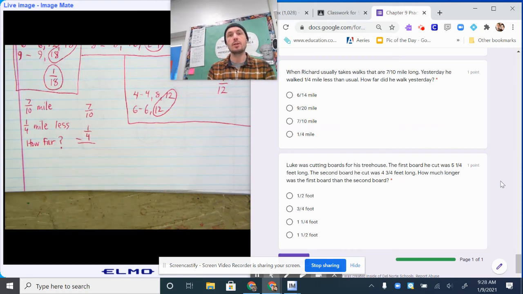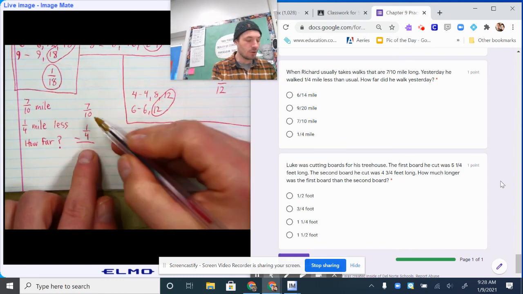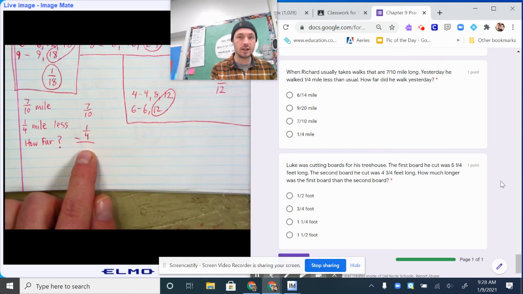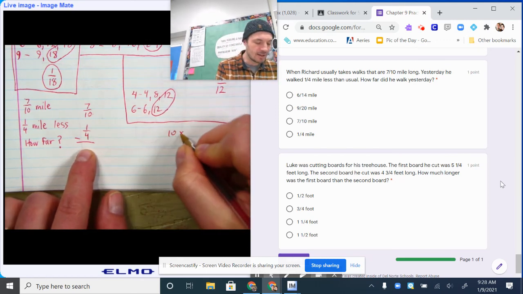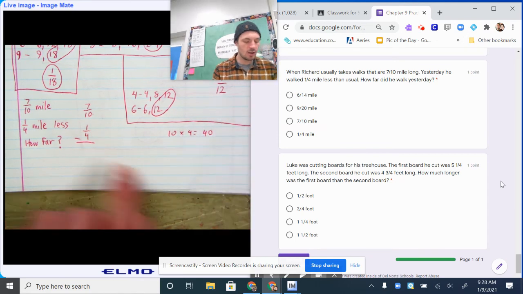And so sometimes that one's hard to find because you have to list out multiples. But a really easy way, you don't have to use the least common multiple. You can actually use any common multiple. So sometimes the easiest way to find it is just to multiply both of your denominators together. That's called the easiest common multiple. It's just the easiest one to find. 10 times 4 is 40.